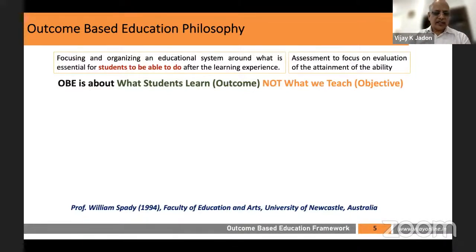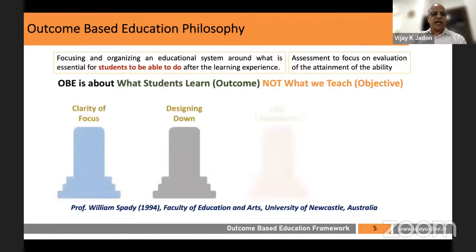There are many researchers who have given their philosophy on outcome-based education, but the most important and widely accepted is the one given by Professor William Spady in 1994, of the Faculty of Education and Arts, University of Newcastle, Australia. Though it was given by the Education and Arts faculty, on the contrary, the first official adoption of outcome-based education was by professional education, that is engineering education, which officially adopted the OBE framework for implementing worldwide. We'll be discussing that also in a few slides.